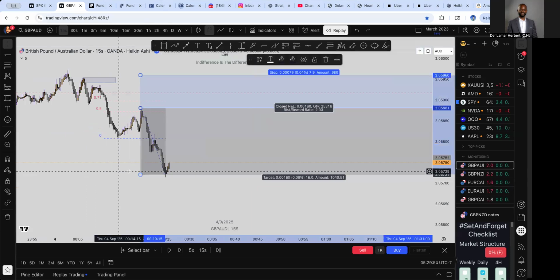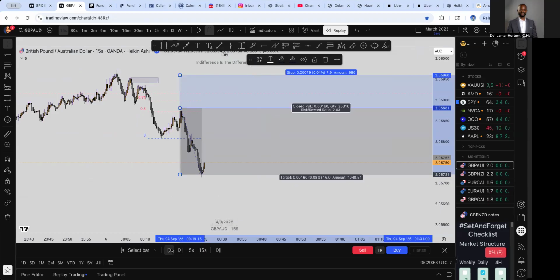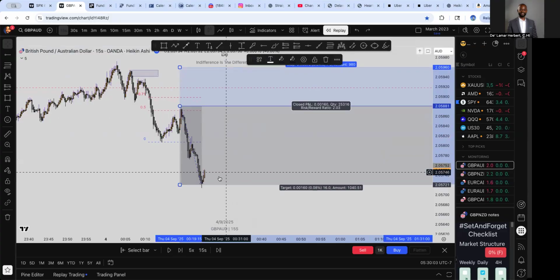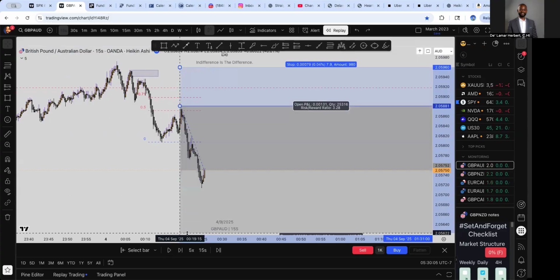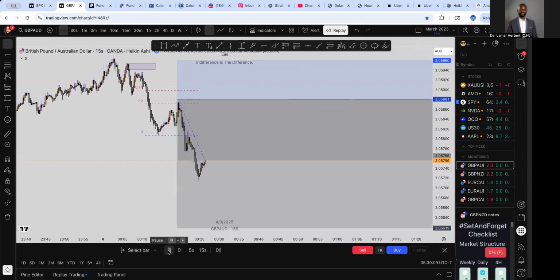I would have gone for a 1 to 2, right? So that's what happened. My stop loss was just kind of free. I just had it floating out here. Since I had it floating out here, like at a 1 to 4, I didn't really hit anything.